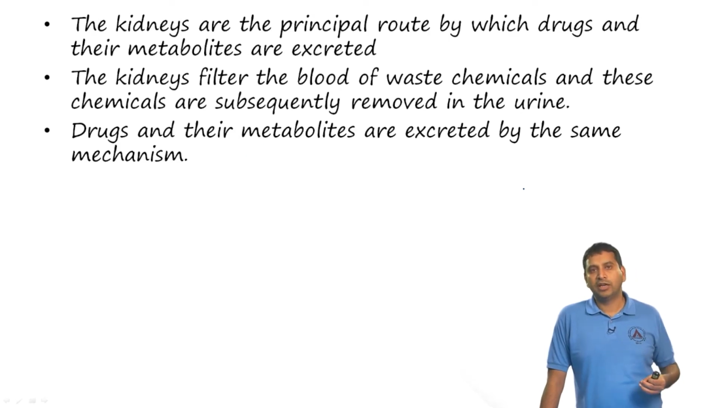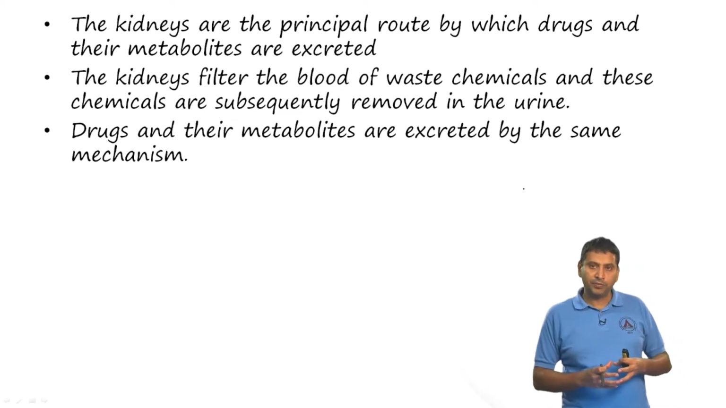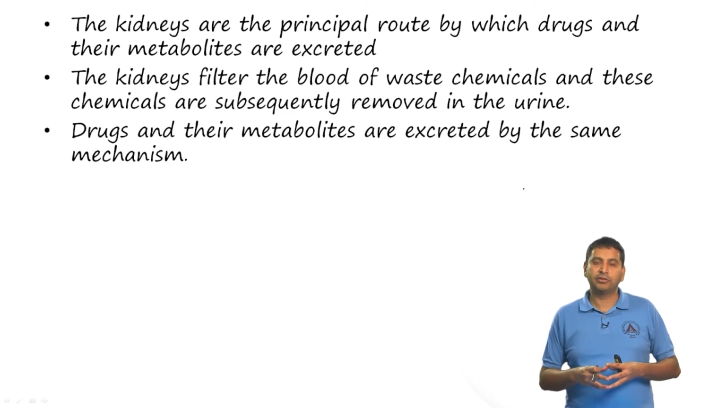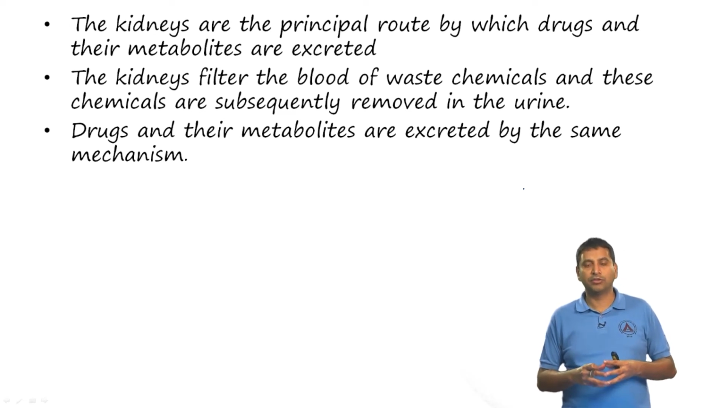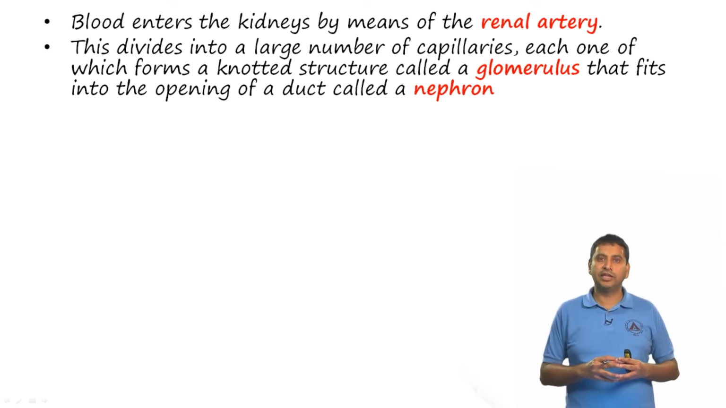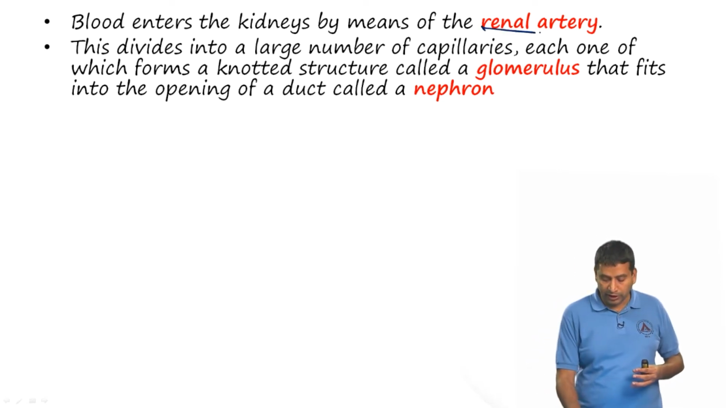Now, kidneys are the principal route by which drugs and their metabolites are excreted. So, the kidneys act as a filter and they filter the blood of waste chemicals, and these chemicals are subsequently removed in the urine. So, the kidney plays a very important role in excretion. Let us now look at how the kidneys function. So, the blood enters the kidneys by means of the renal artery.